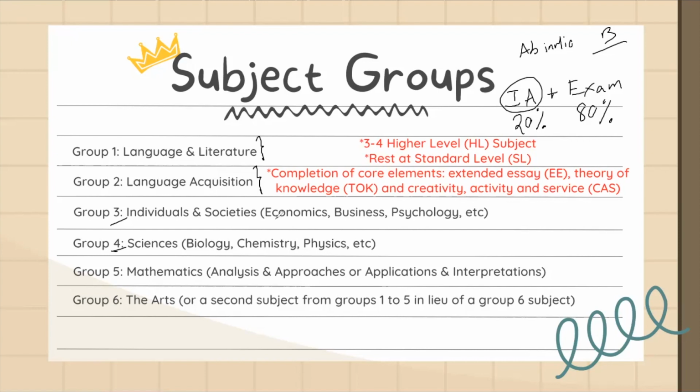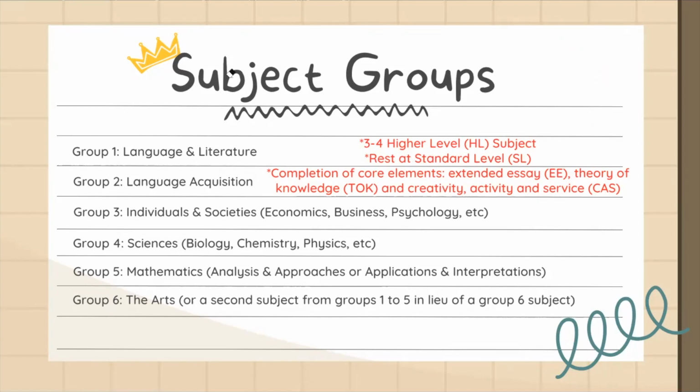But if you're taking it at a higher level, it'll contribute to only 20%. However, for subjects such as sciences, the IA will contribute to 20% for all students. So you can see to what significance the IA will have on your score depending on what subject you're taking and whether you take it at a higher or at a lower level.